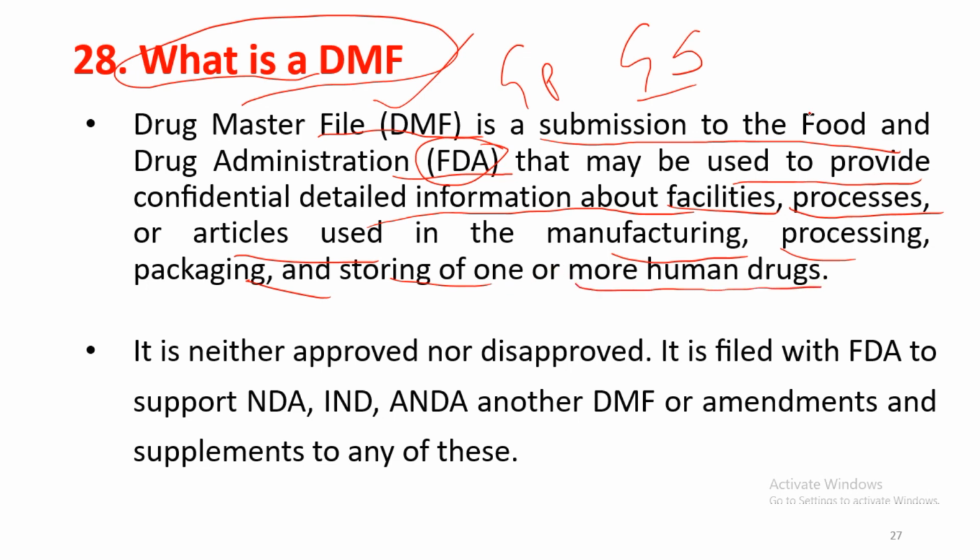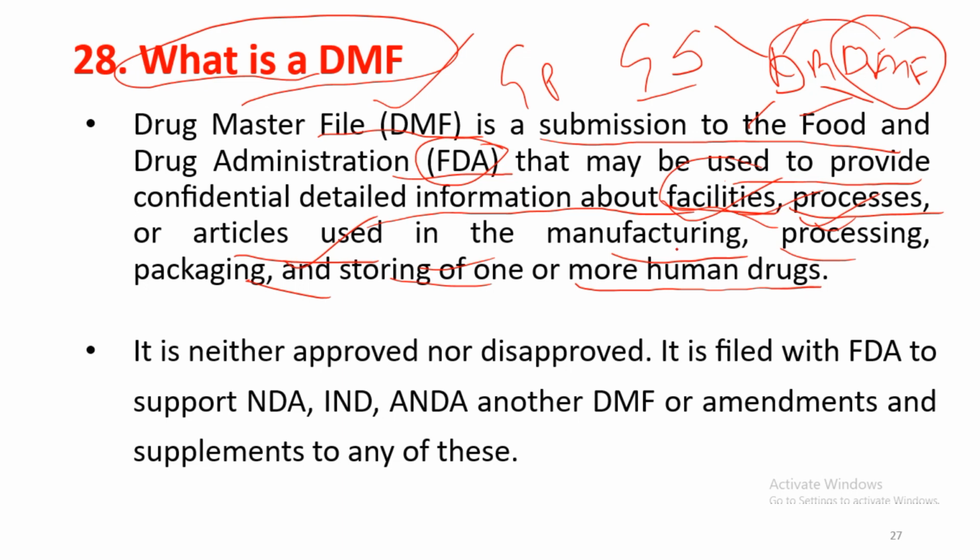So you need to understand, suppose this is a drug. This drug will involve many processes, facilities, and articles. The DMF, drug master file, will comprise all the details of these facilities, processes, and articles in great detail, used in manufacturing, processing, packaging, or storing, whatever the stages. Either it is manufacturing, processing, packaging, storing, or any of the drug.